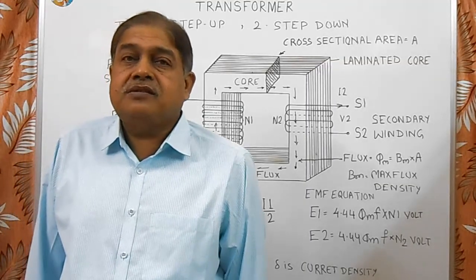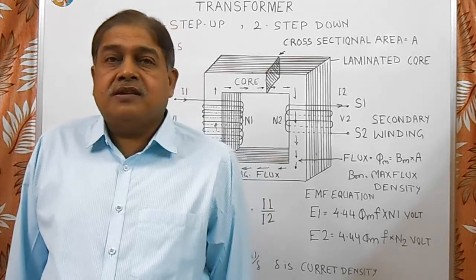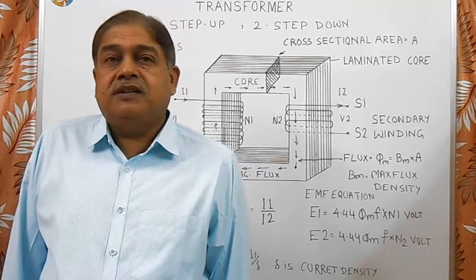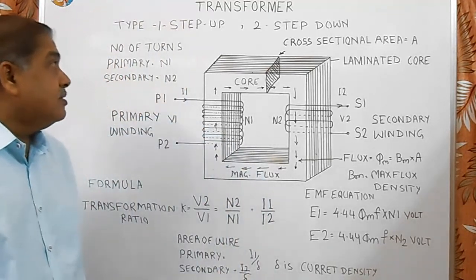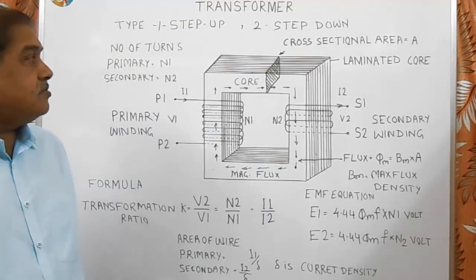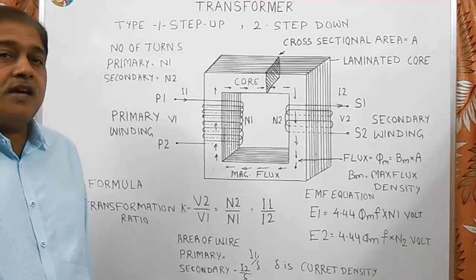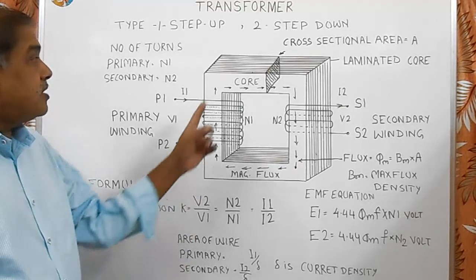Today's topic is transformer. In this topic, we will cover construction of transformer and working of transformer. In this diagram, the transformer is a static machine. It is used to convert low voltage to high voltage and high voltage to low voltage. This is the diagram of transformer.